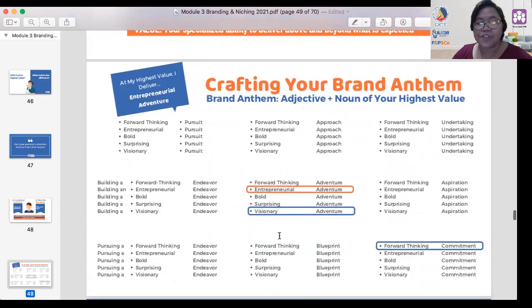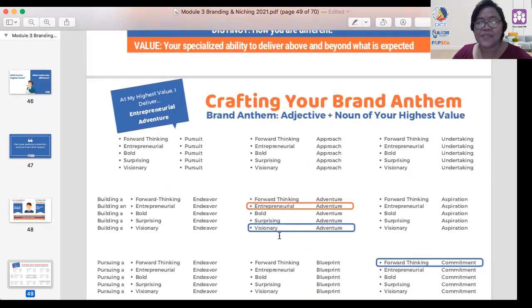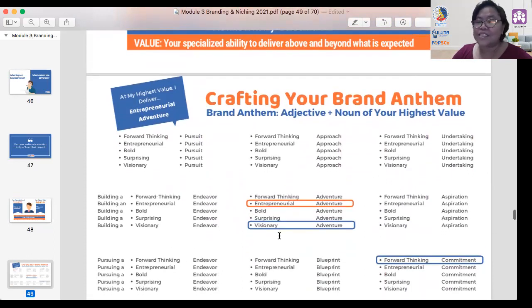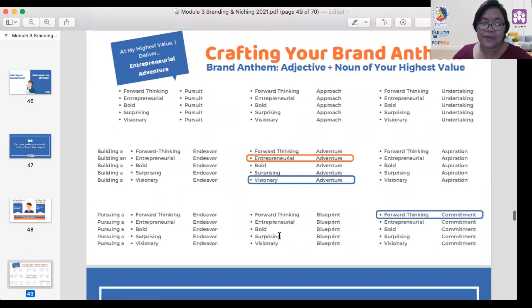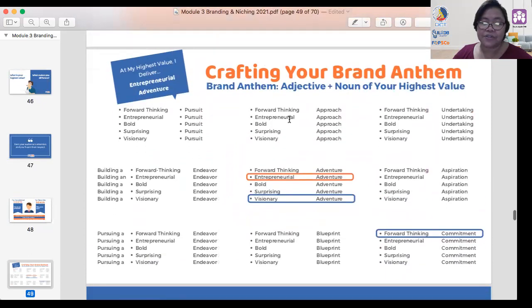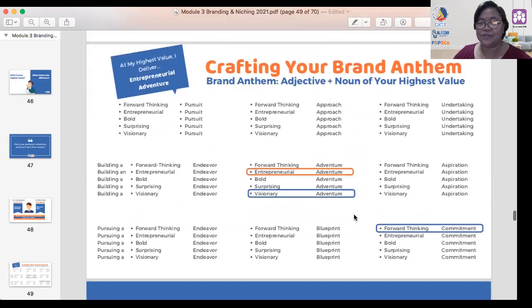So when you craft your brand anthem, it is adjective plus noun of your highest value. Okay, this is how it's going to look. You will get to know your adjectives when you take the test. At my highest value, I deliver entrepreneurial adventure. Okay. Or visionary adventure or forward thinking commitment. Adjective plus noun of your highest value.